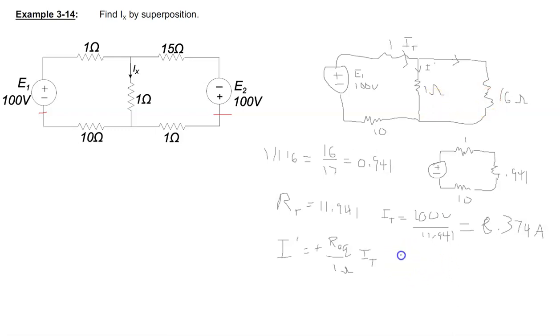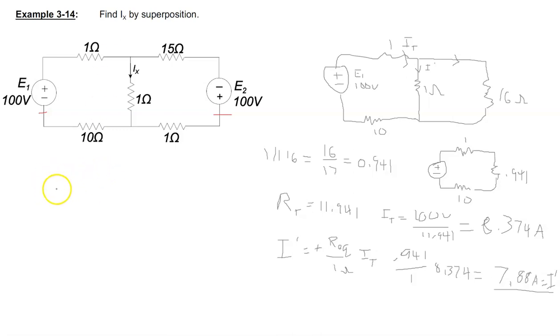And so we have then 0.941 over 1 times 8.374. And that is I prime at 7.88 amps, right? And remember, that's a positive because the direction of I prime agrees with the direction of IT. So that's I prime.